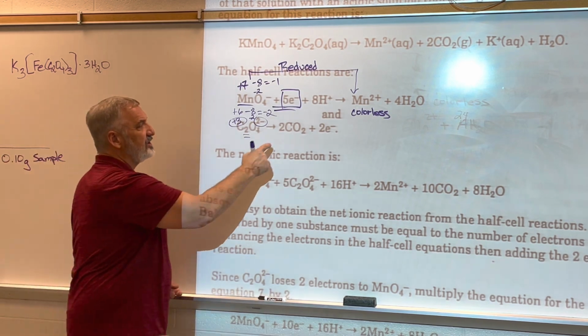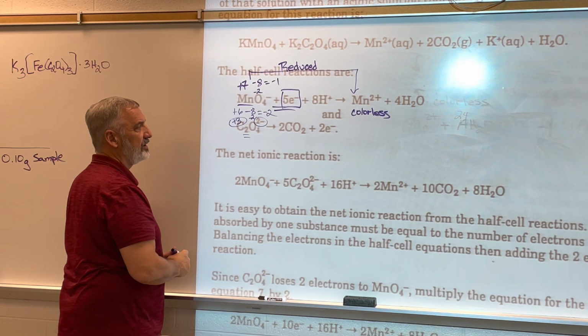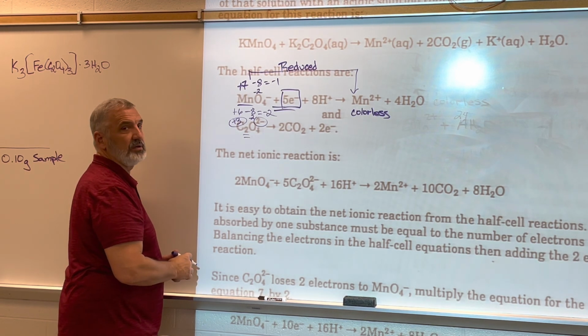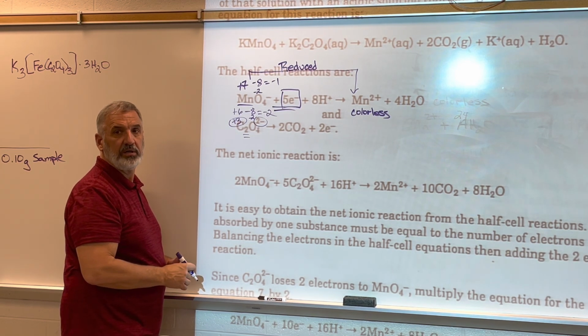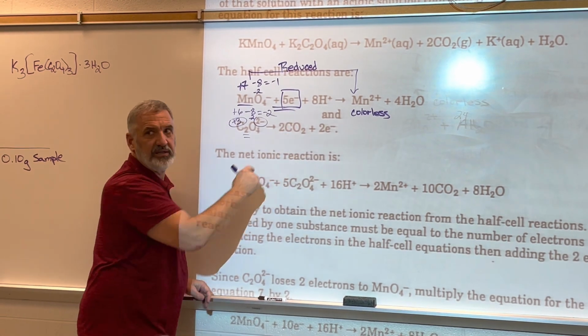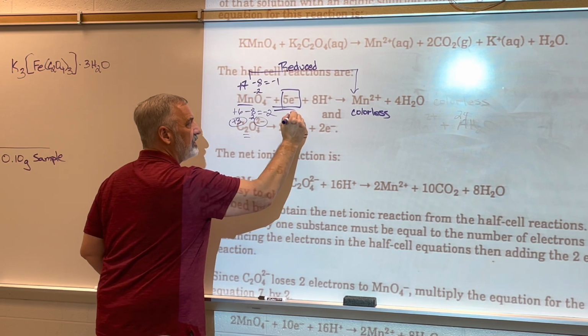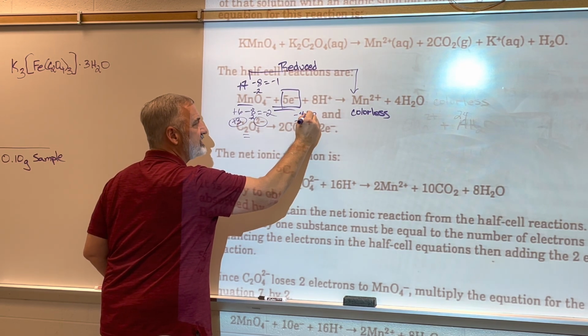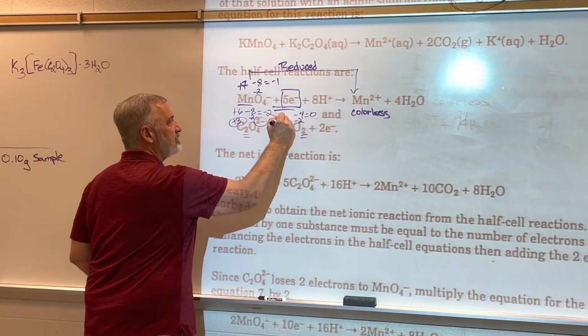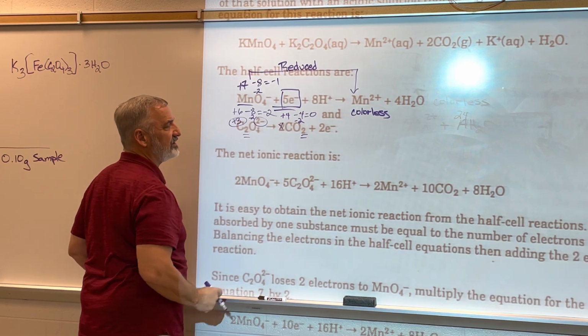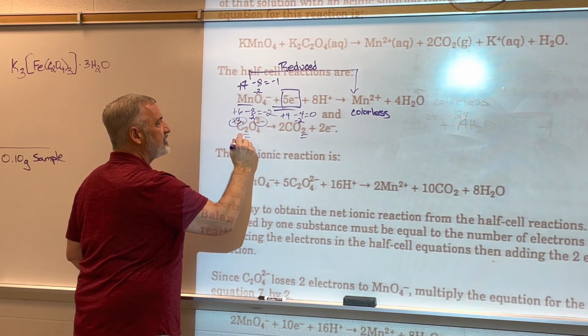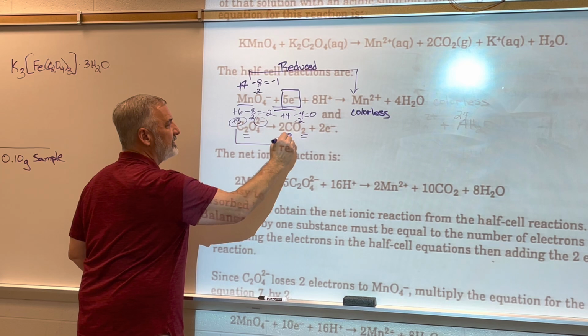What is it in CO2? Oxygen is what? -2. There's 2 of them. -4, but this time it adds up to 0. So it's +4. This doesn't have any effect on it. So what's happening to the carbon?